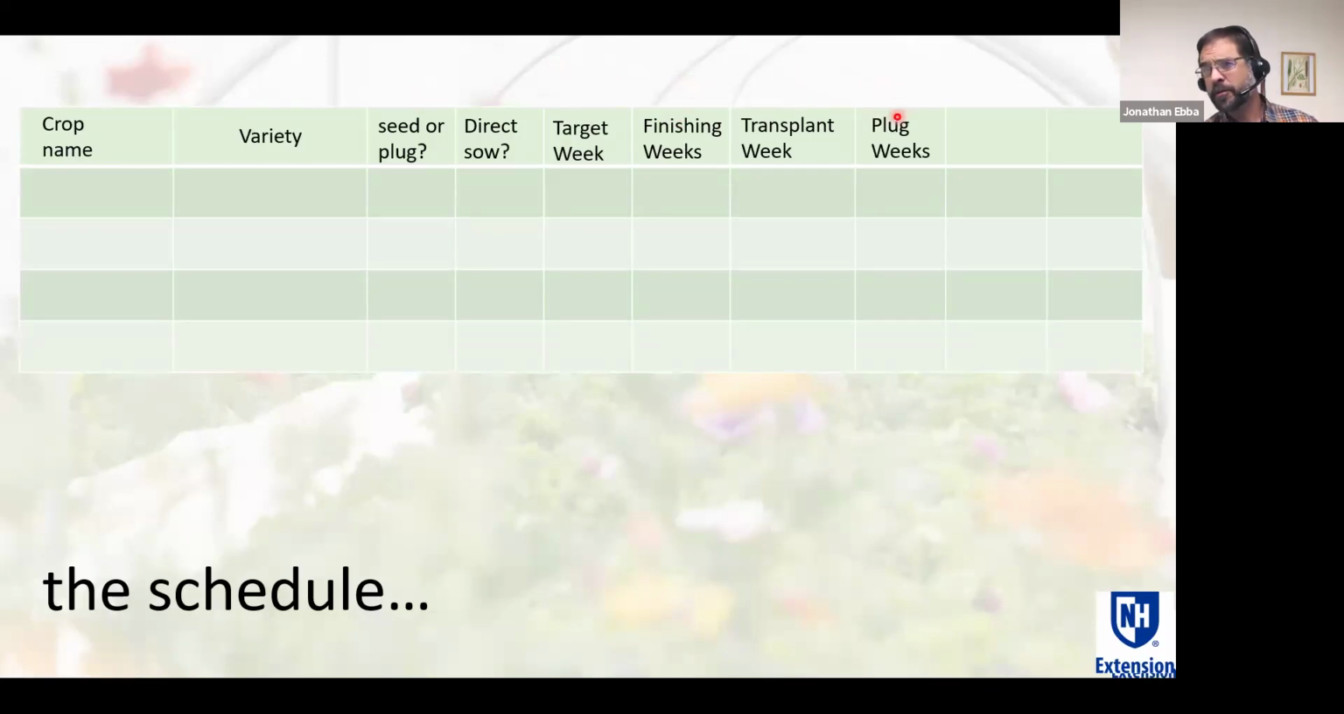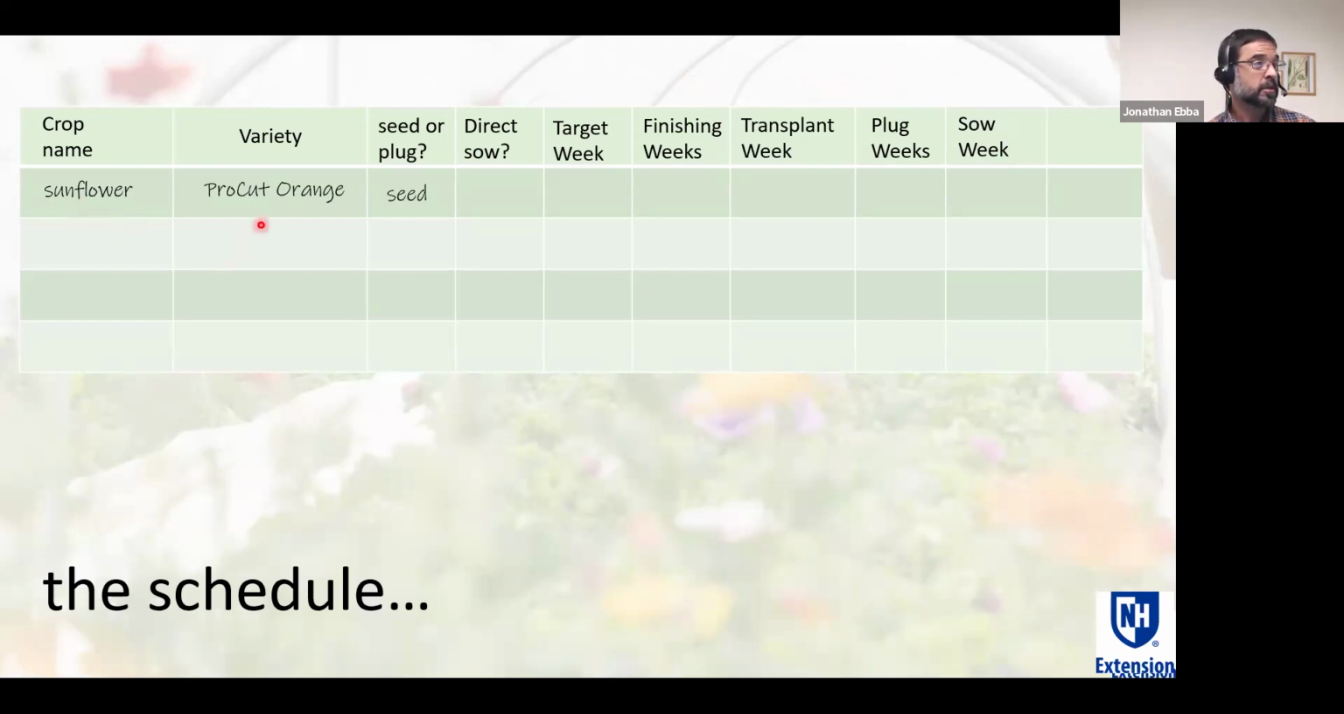Can you guys see my laser pointer when I say this and point? Okay. Plug weeks, that's how long it takes. Remember, it's got the S on there. How long it takes to get to transplant from when I sow it. And sow week, that'll be the week of the year. So we can imagine, I can fill this out.